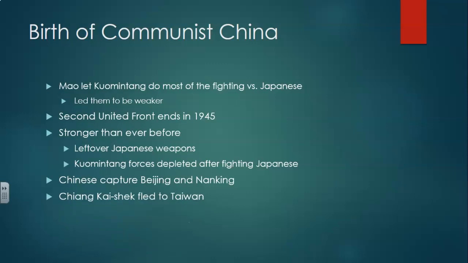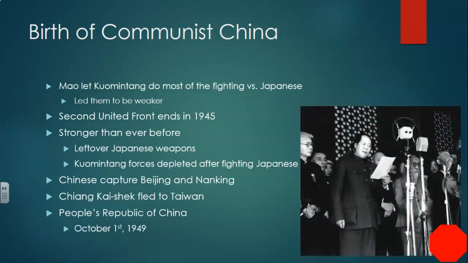Chiang Kai-shek, fearing for his life, is going to flee to the island of Taiwan, where he is going to continue to run a government until his death. Then, on October 1st, 1949, Mao, as you can see in this picture, proclaims the Communist People's Republic of China. And that is where China is today.